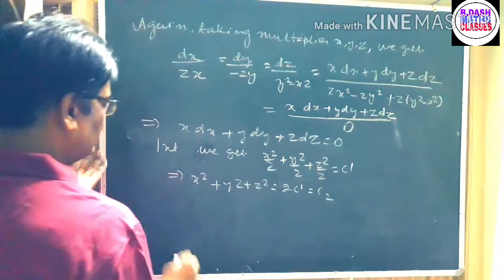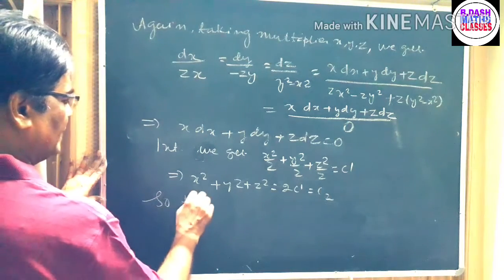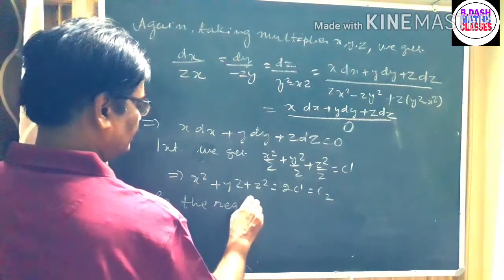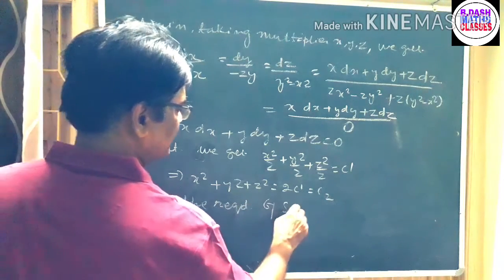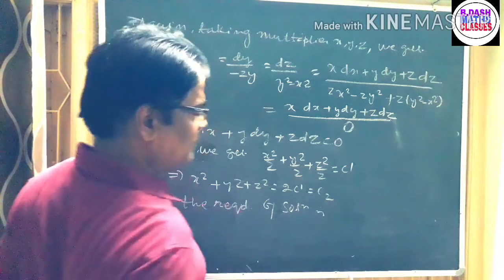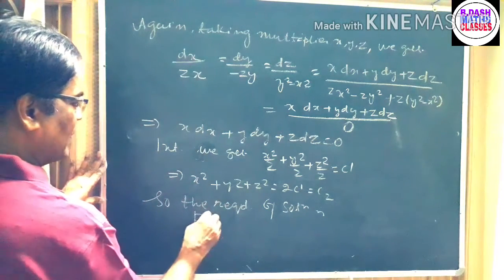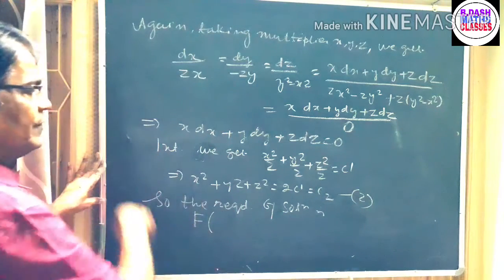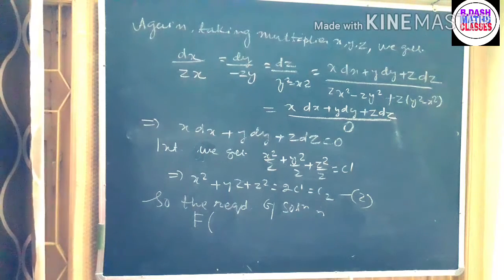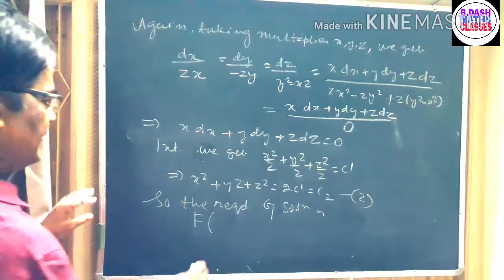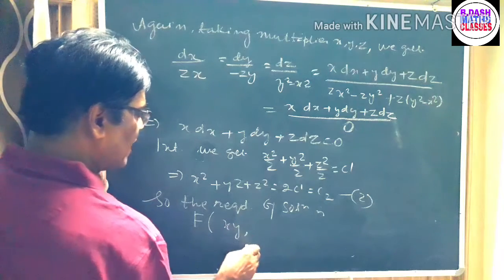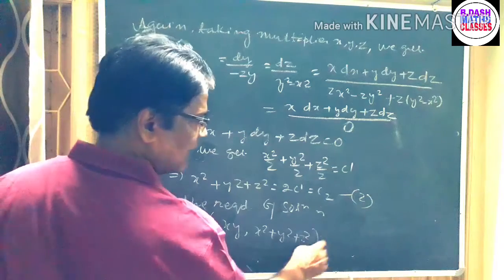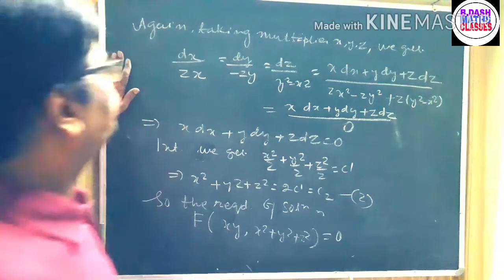Let it be C2. So the required general solution is f of, this is equation 2, we can take f of the first solution, we have got xy, f of xy, x square plus y square plus z square equals to 0.